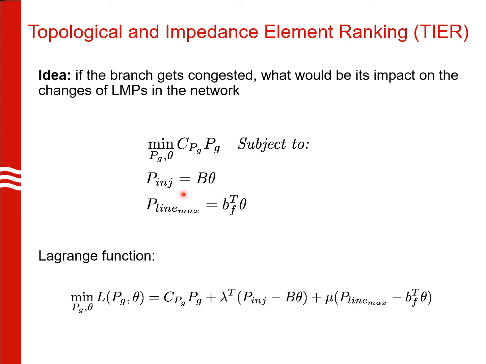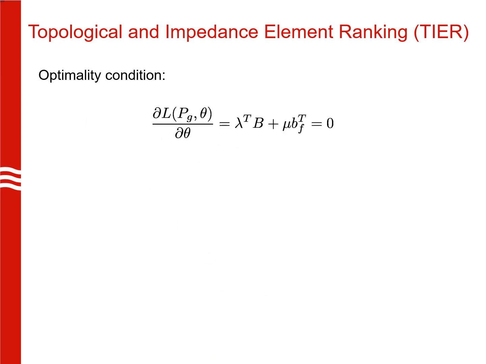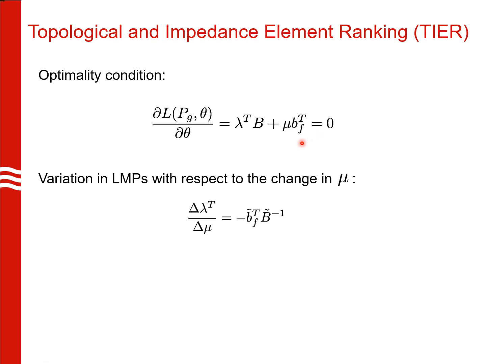We can reformulate that as the infimum of the Lagrange function, and in the Lagrange function, the dual variables have physical interpretation. Lambda indicates the nodal prices and mu indicates the shadow price of the line. Due to the optimality condition, if we equate the derivative of the Lagrange function with respect to theta to 0, we can derive a relation between lambda and mu variables. The change in lambda with respect to the change in mu is equal to -1 times BF tilde transpose multiplied by B tilde inverse. Tilde indicates that we have removed the column and row corresponding to the reference bus from these matrices.